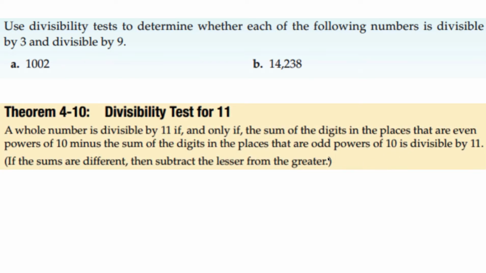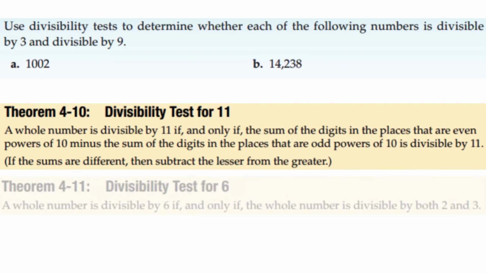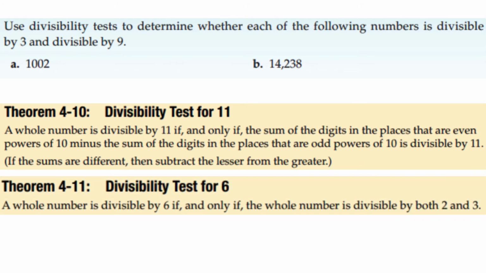Wow, that's great. Now let's think about the divisibility test for 11. 11 is a little bit tricky. Let's read the description from the textbook, if you can understand that. A whole number is divisible by 11 if and only if the sum of the digits in the places that are even powers of 10 minus the sum of the digits in the places that are odd powers of 10 is divisible by 11. It's kind of lengthy and confusing, right? So I will give you the examples a little bit later.